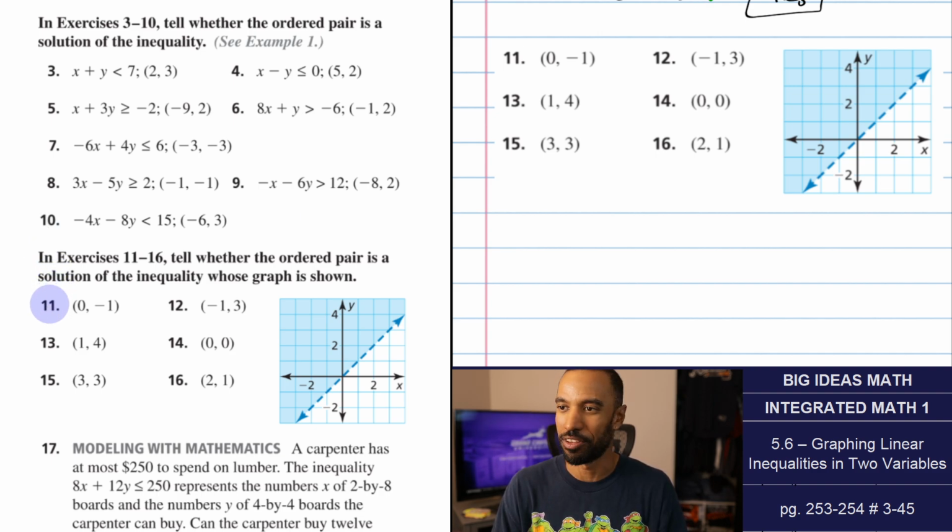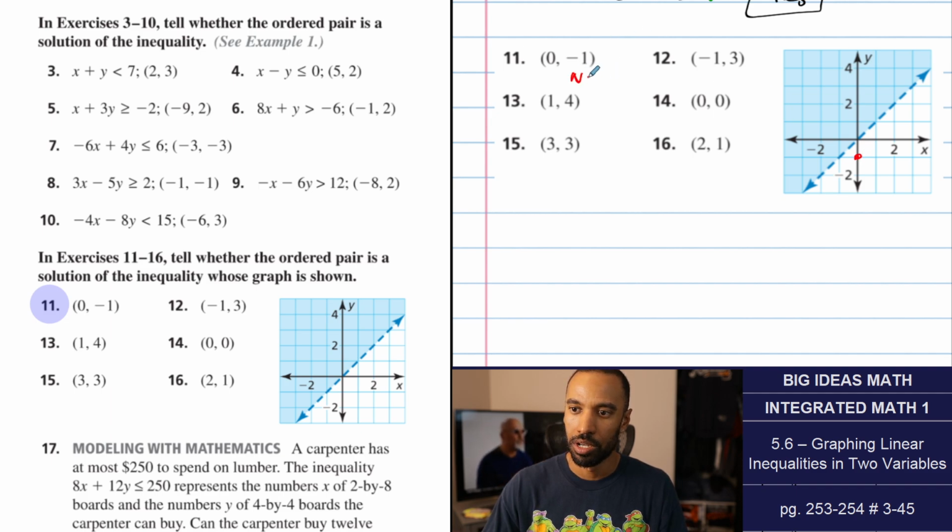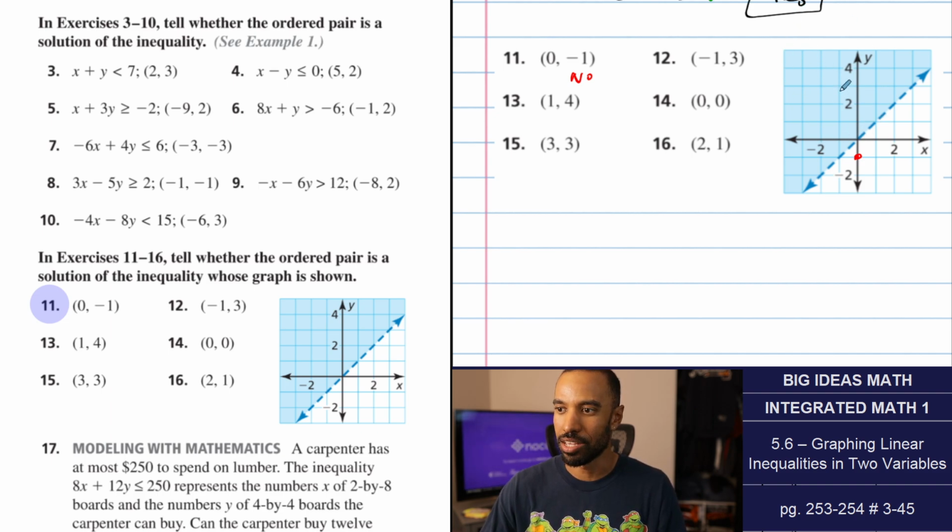Anyway, so for number 11, (0, -1), that is this point right here. I'm going to make it red when it's a no. It's not a solution because it's not in the shaded region. Number 12 is (-1, 3). Well, the y is greater than the x. I mean, also it's in the shaded region, so that is a yes. (1, 4), the y is greater than the x, and of course we're going to see that also in green up here, so that's also a yes.